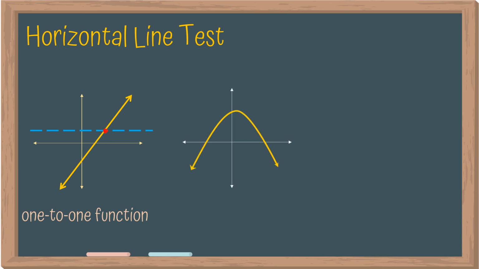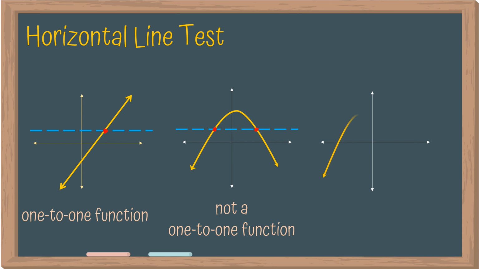Second example, we have here a parabola opening downward, which is a graph of a quadratic function. Upon drawing a horizontal line, we can see that the horizontal line intersected our graph at 2 points, thus making it not a one-to-one function.